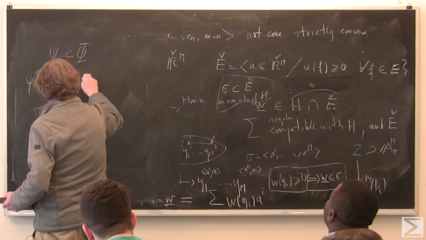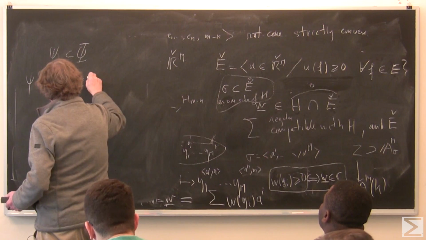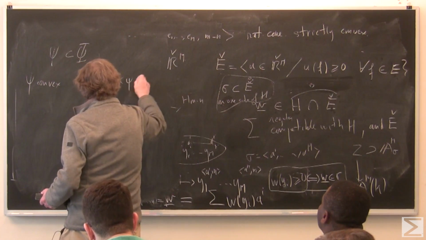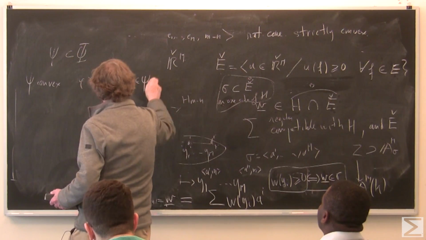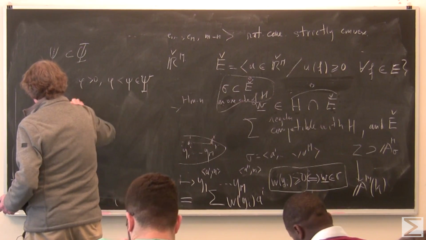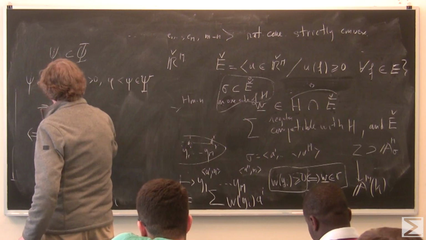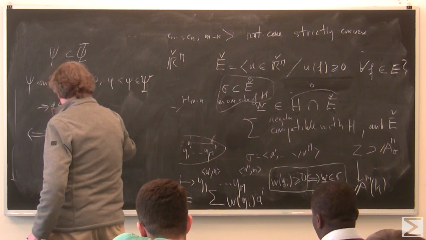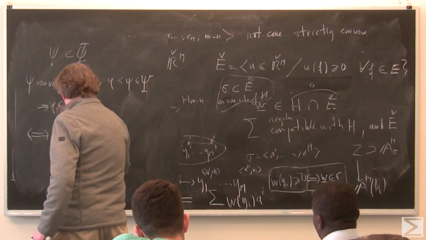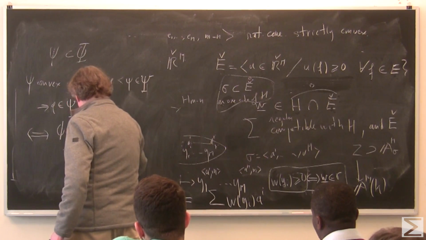It's an element so that if phi is a positive element and phi is less than psi, which belongs to this subgroup, then this implies that phi is in psi. This condition is equivalent to saying that the quotient map, there is an order on the quotient which makes this map monotonous.